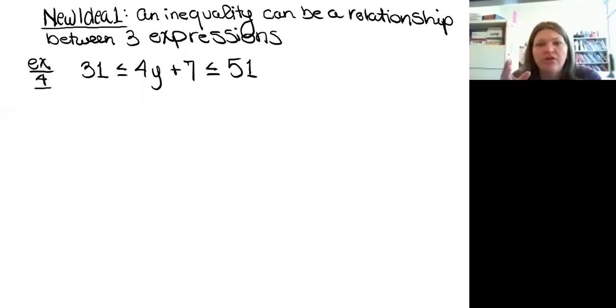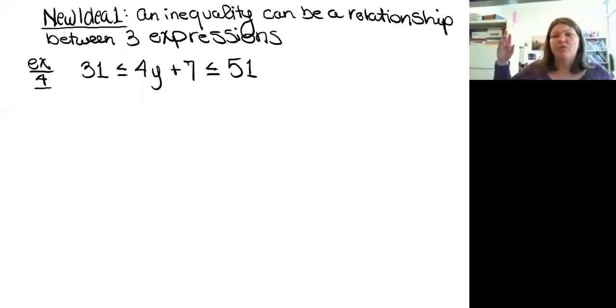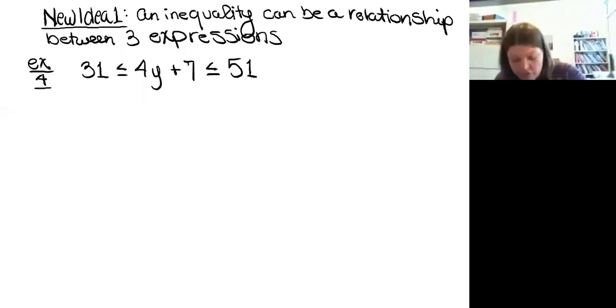Okay, so the rule of equations was always I could do whatever I wanted. I extended that to the inequalities. You can do whatever you want as long as you do it to both sides. I kept saying both sides, both sides. But here, the deal is I've got 3 things in relationship. I have 31, that's less than or equal to 4x plus 7, that's less than or equal to 51. We have 3 things in relationship. So that means that whatever I do, I have to do to all 3 expressions, and that's the only new change here, that I might do the same thing 3 times, okay? But I'm still working on getting the letter alone. So use your colors if you need to.